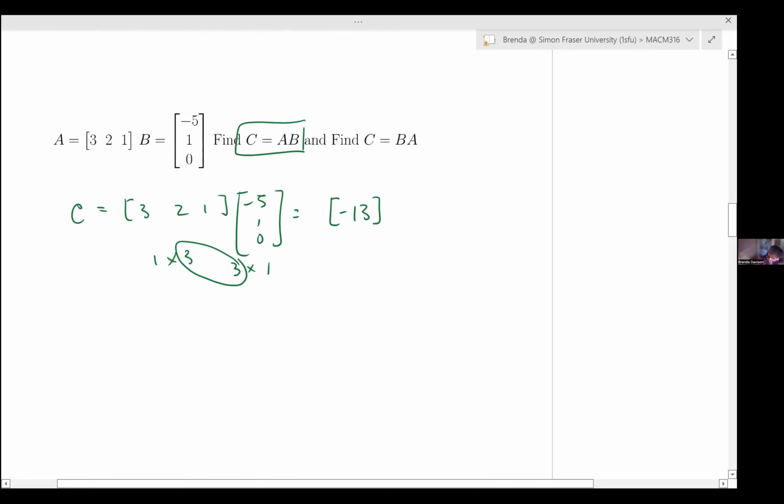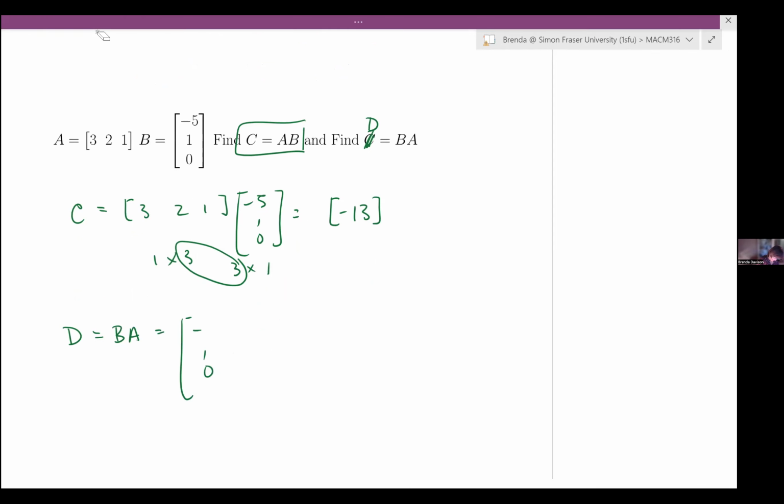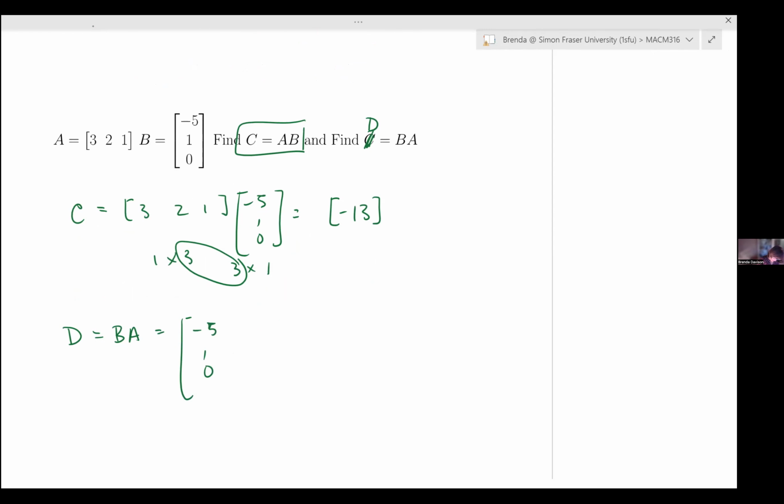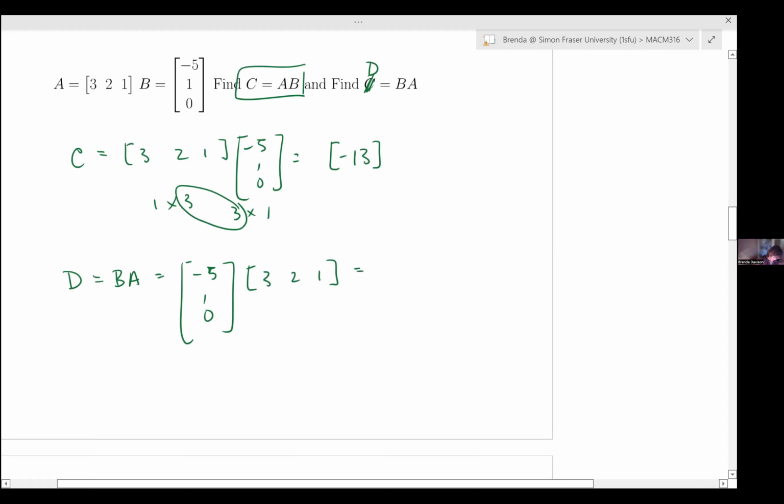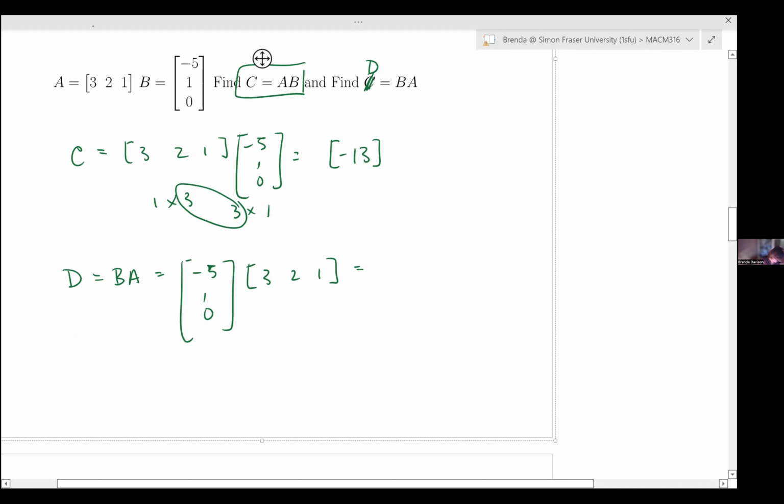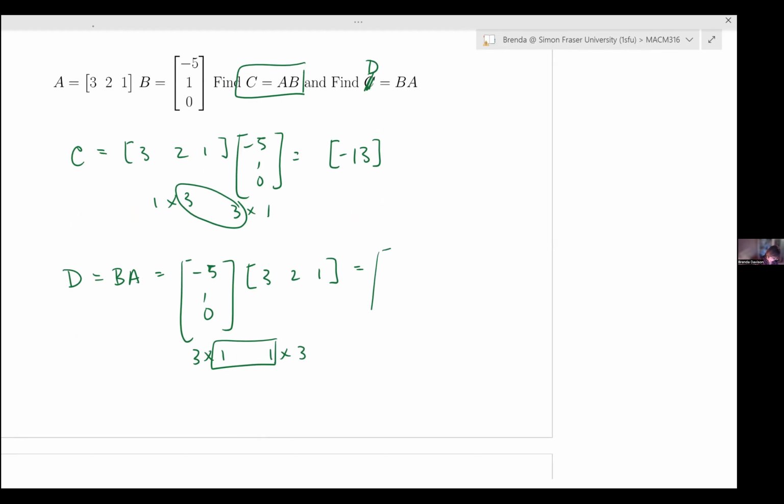Okay, now let me try to do it the other way. Let me try to find D, which I claim I might be able to do, B times A. That would be B: -5, 1, 0, times 3, 2, 1. And what happens here? I can do this one. This is a 3 by 1. And this is a 1 by 3. These two inner dimensions match. Things are fine. And I'm expecting a 3 by 3 matrix.